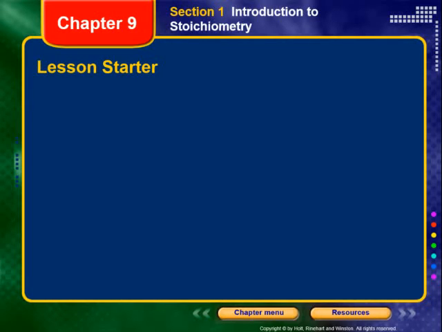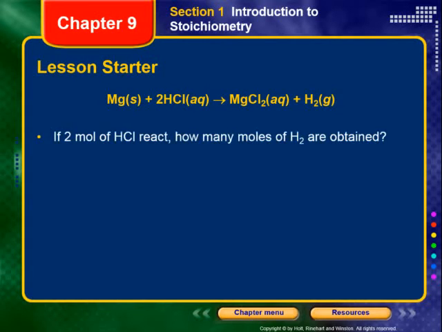But let's stick with section 1. So these are the types of questions that you're going to be asked in this section. So consider the following balanced chemical equation. If 2 moles of HCl react, how many moles of H2 are obtained? All right, so this HCl over here in the reactant side, if there are 2 moles of this, how many moles of H2 will be formed? That is a question that you will be asked.